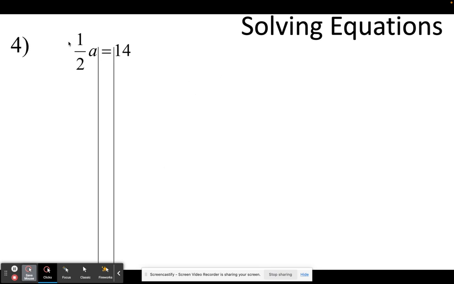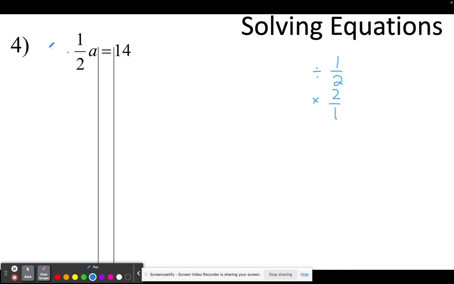Okay, I have another one. 1/2 a equals 14. This one will actually feel kind of nice compared to the previous ones. A little bit easier. Multiplying by 1/2, I would want to divide by 1/2. Let's think about that. Divide by 1/2. Well, when I'm dealing with fractions, isn't dividing by a fraction the same as multiplying by its reciprocal? So multiplying both sides by 2 over 1 would be the same as dividing by 1/2.